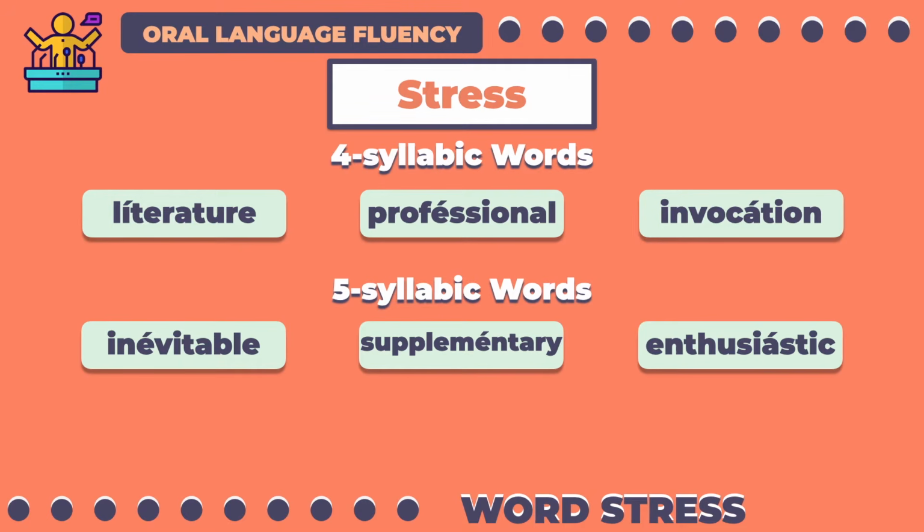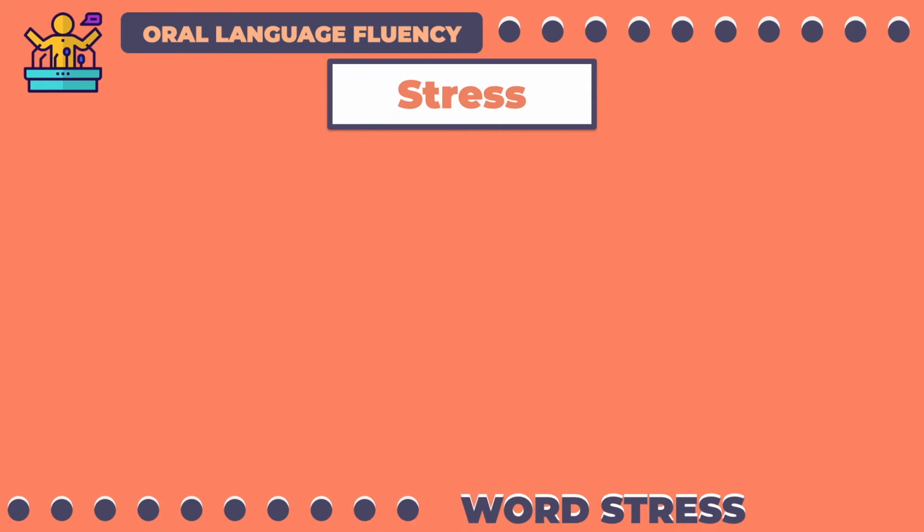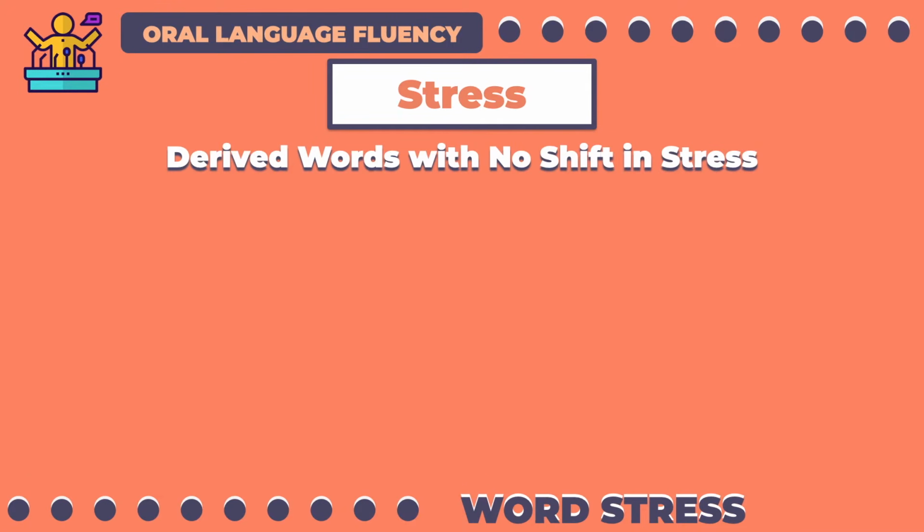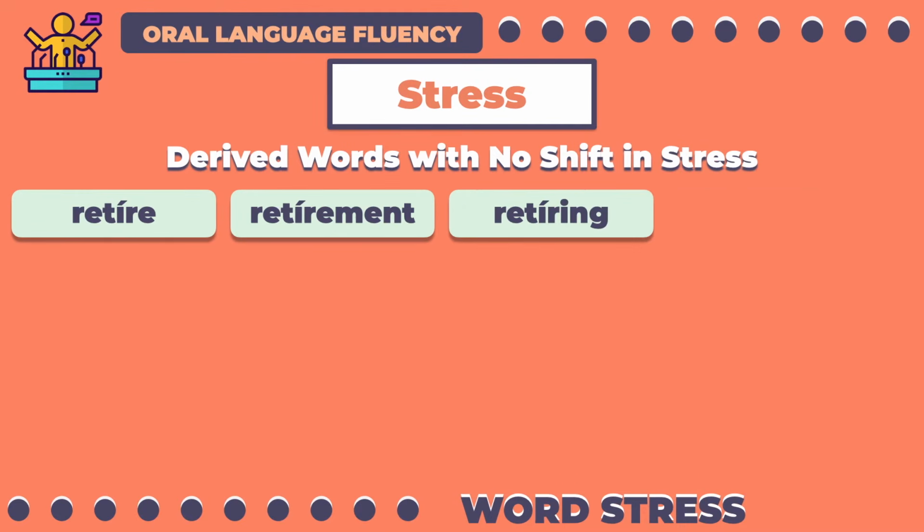The stress is on as, enthusiastic. There are words that, when derived from their root word, have no shift in stress, like the group of words below: retire, retirement, retiring, retiringly. All four words have the stress on the second syllable.